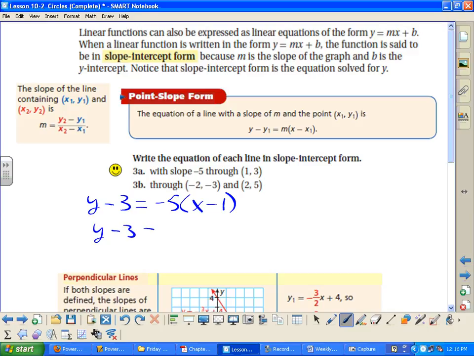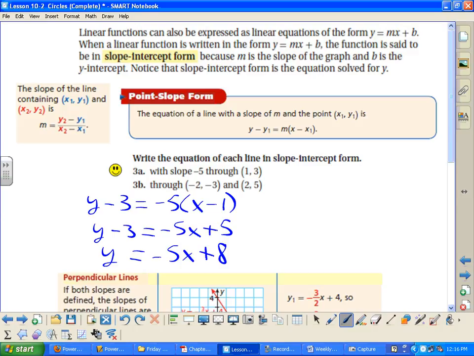So we will simplify the right side and then add 3. That's using the point-slope form to get a line in slope-intercept form. Now, the only difference between A and B here is that with B, you would have to find the slope first, just using the slope formula. We're not going to do that one.